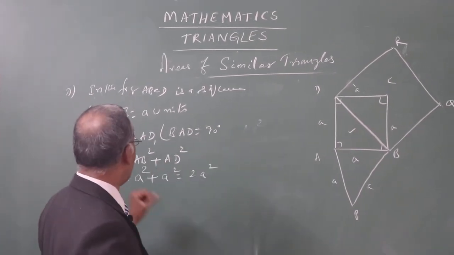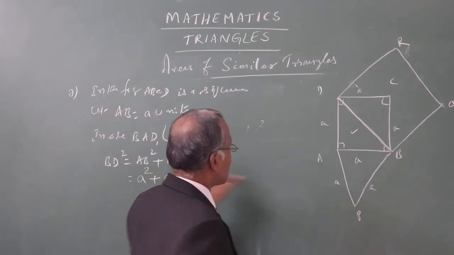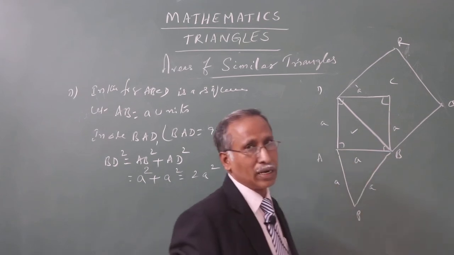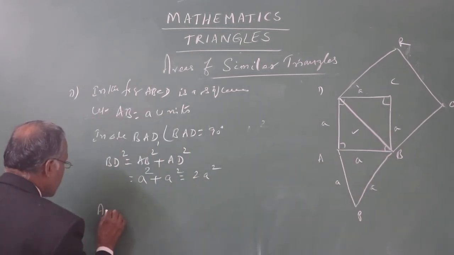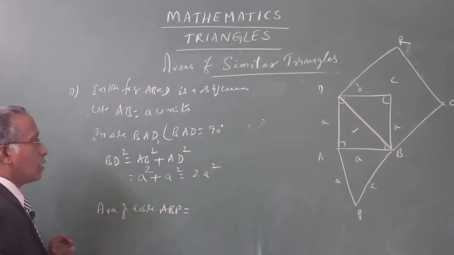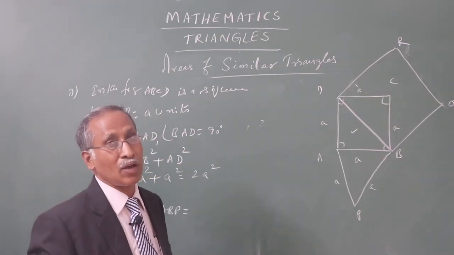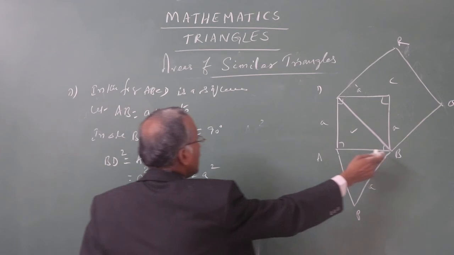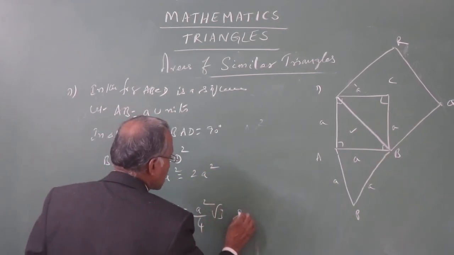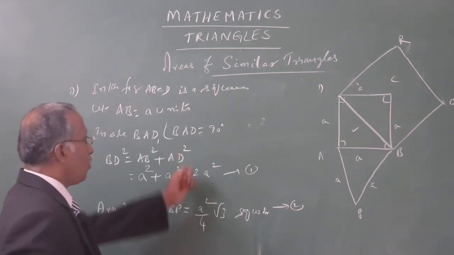Square on the diagonal BD, you have to calculate. BD square we have got, square on the BD means 2A square. Now, what is the area of the triangle ABP? It is an equilateral triangle. What is the formula to find out the area of this triangle? You know the area of an equilateral triangle is a square by 4 into root 3. When AB is A units, the formula gives A square by 4 into root 3 square units. This is equation 1.